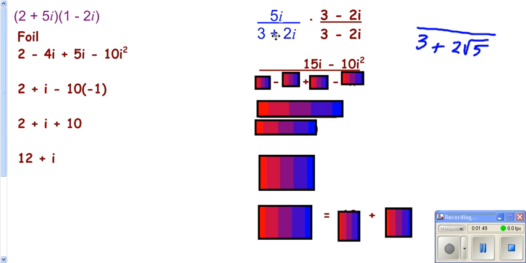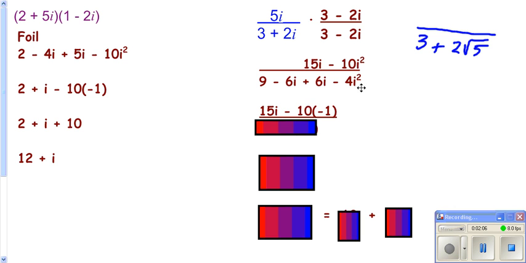On the bottom, I have two terms times two terms, so I have to go ahead and FOIL. So I'll do my first terms, my outer terms, my inner terms, and my last terms. But now, remember that i squared is a negative 1. So instead of writing i squared, I'm going to write a negative 1.